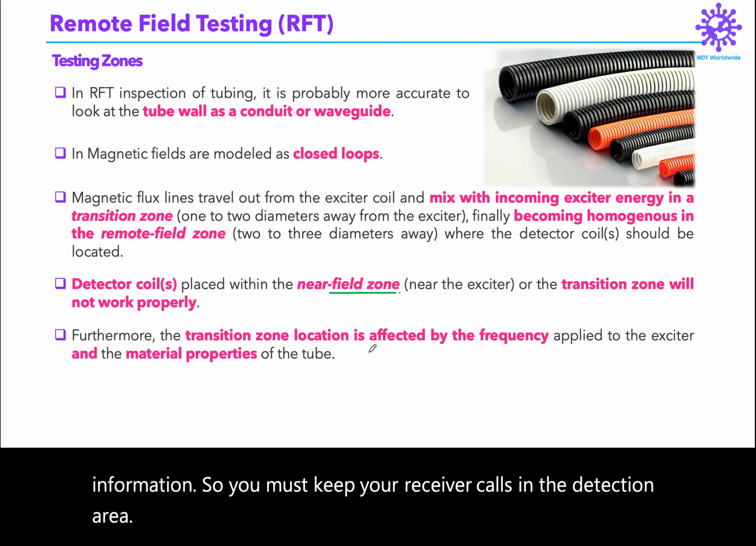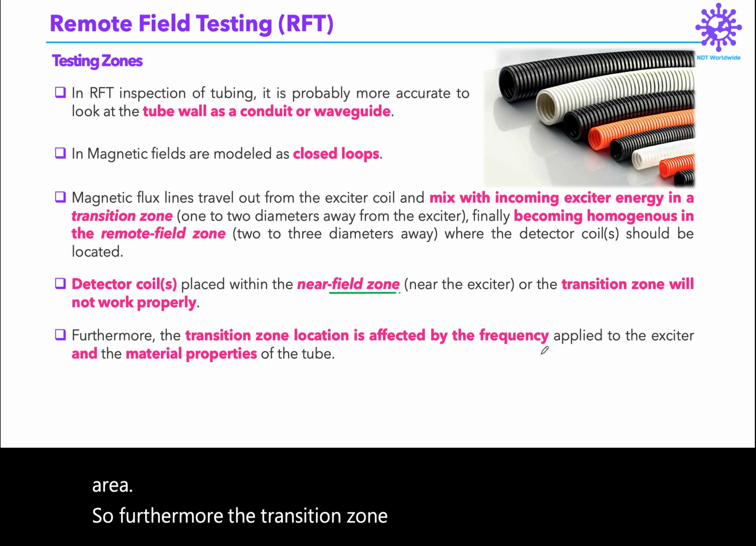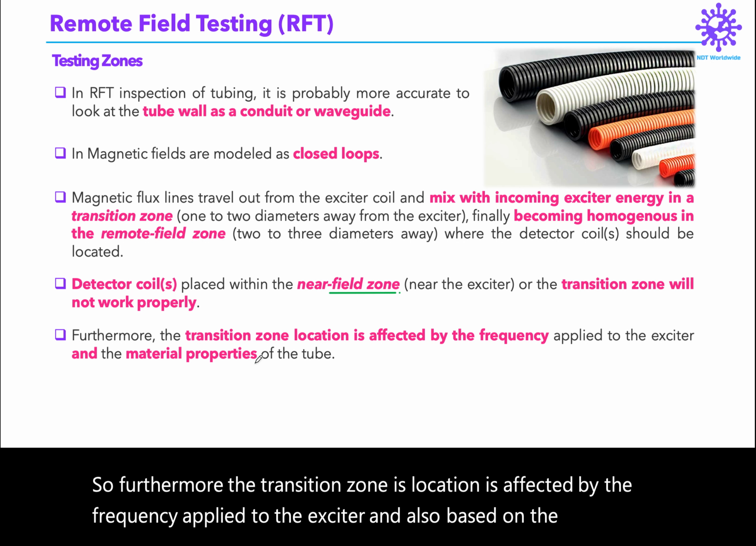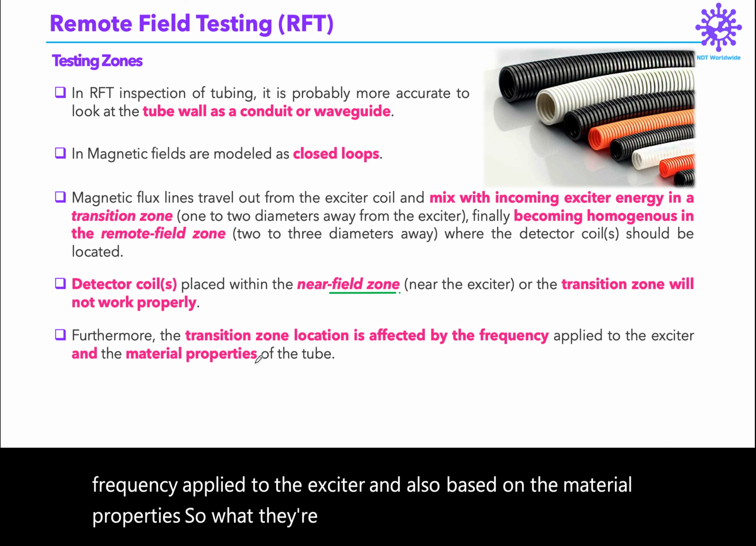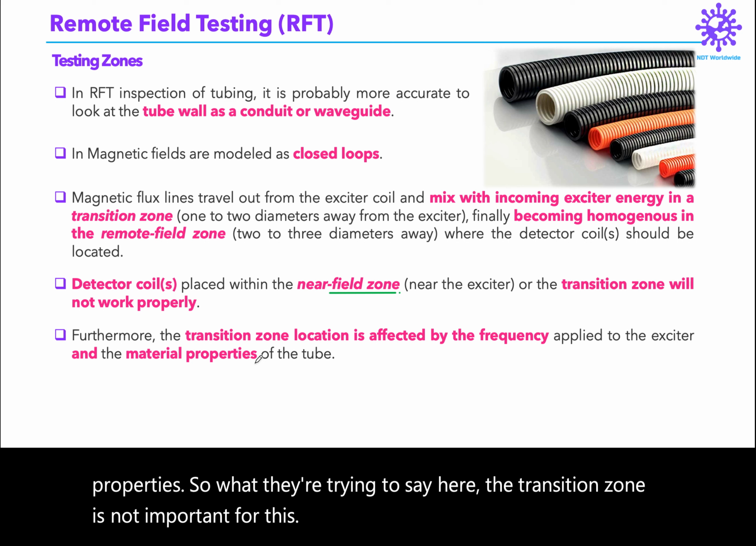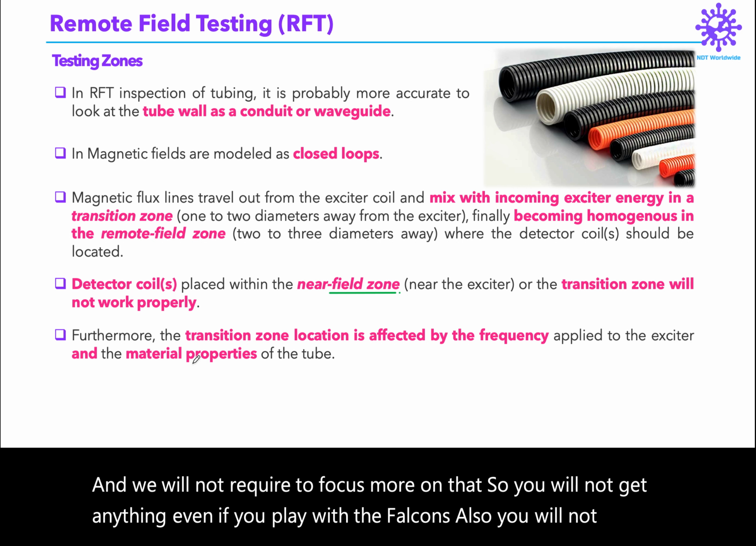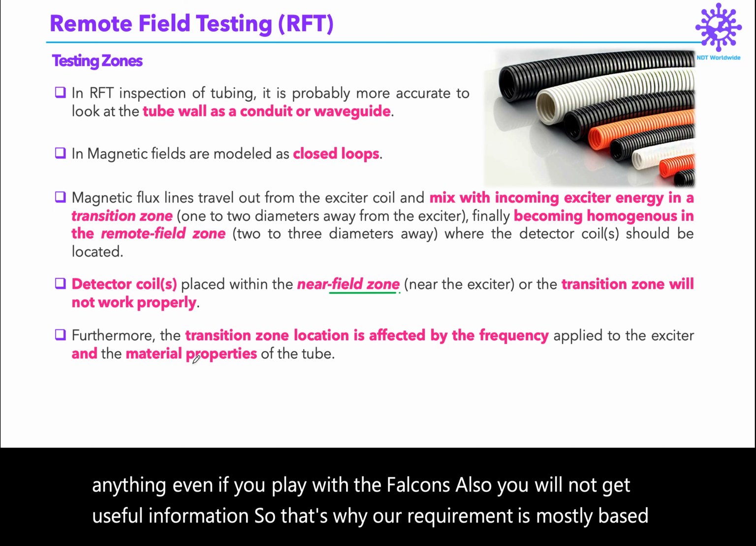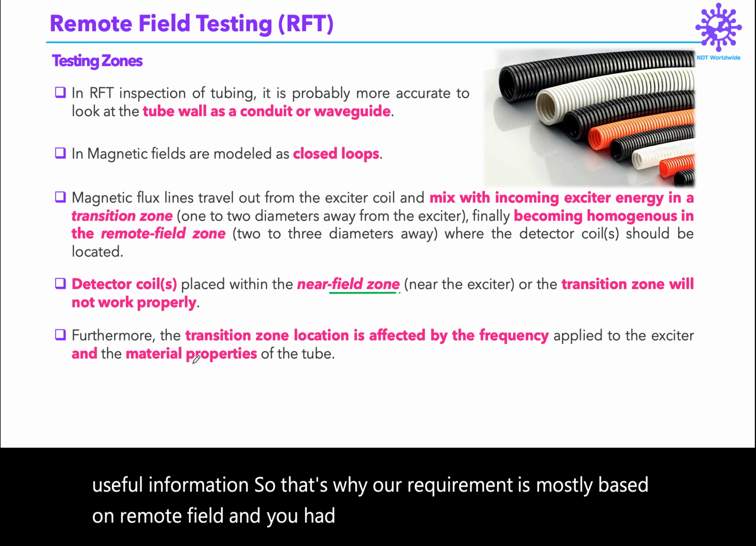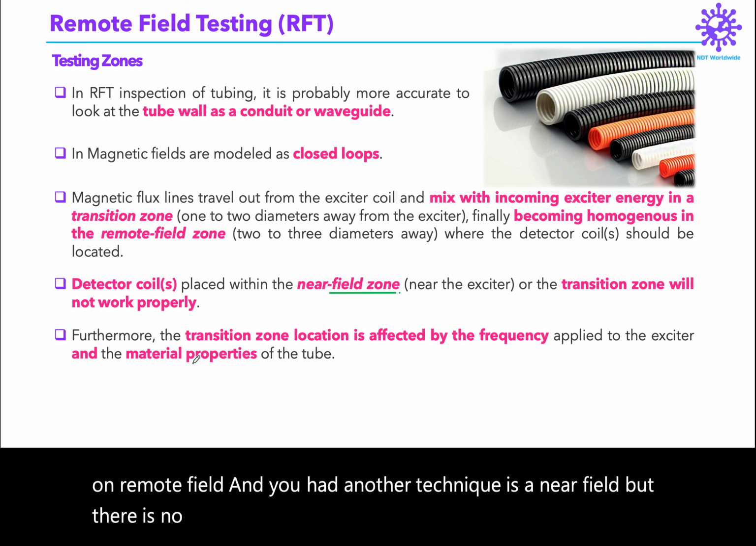So furthermore, the transition zone location is affected by the frequency applied to the exciter and also based on the material properties. So what they're trying to say here is that the transition zone is not important for this, and we may not need to focus more on that. Even if you play with the frequency, you will not get useful information. So that's why our requirement is mostly based on remote field, and the other technique is near field, but there is no transition field technique. So you have a near field technique and a remote field technique.